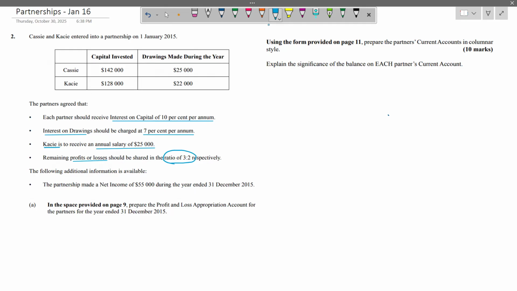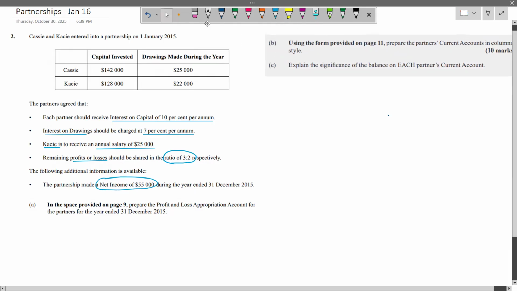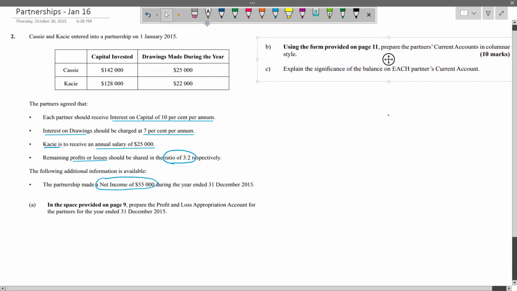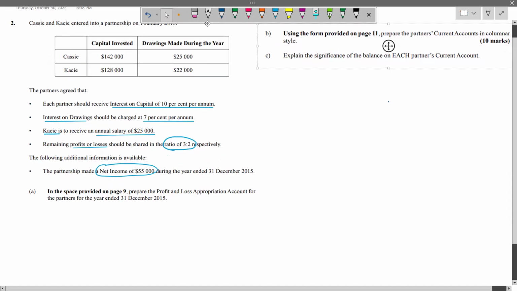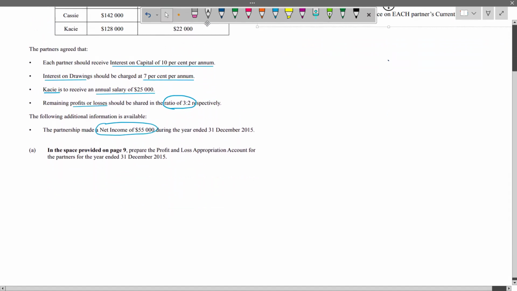The following additional information is available. The partnership made a net income of $55,000 during the year ended 31st December 2015. They want us to provide a profit and loss appropriation account for Part A, and then for Part B, we're going to use a column-off style of the current account and explain the significance of the balance of each partner's current account. So let's begin with Part A, right?